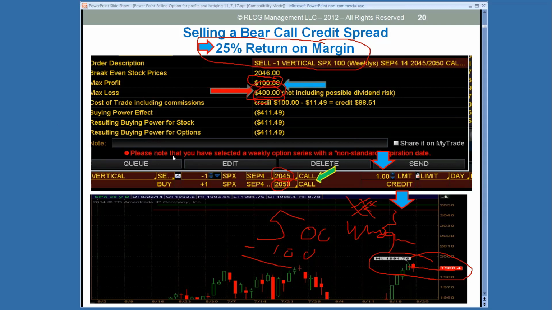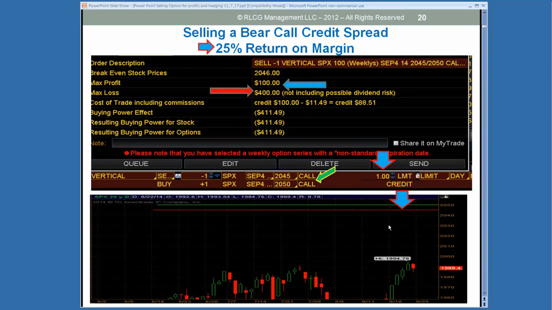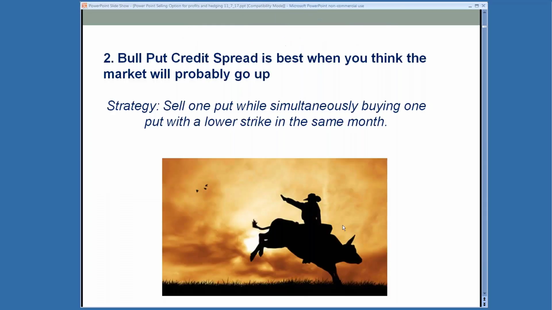So that's if you think the market is going to go sideways to down. That's the other great thing. It doesn't have to go straight down. It can just go sideways, or it could even go up and you still make money. So that's the beauty of it.